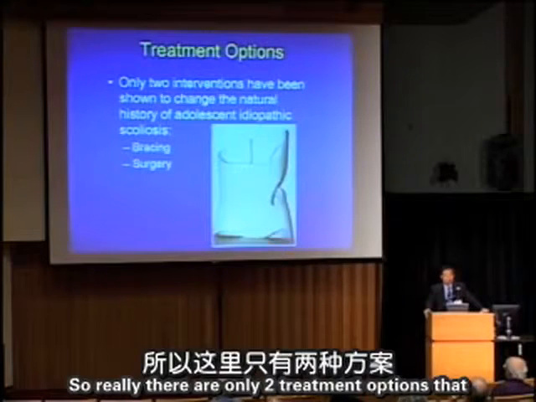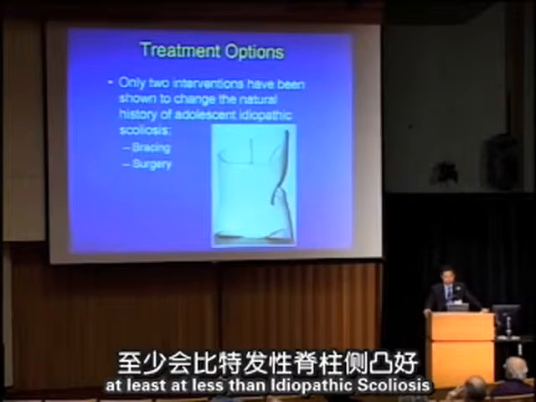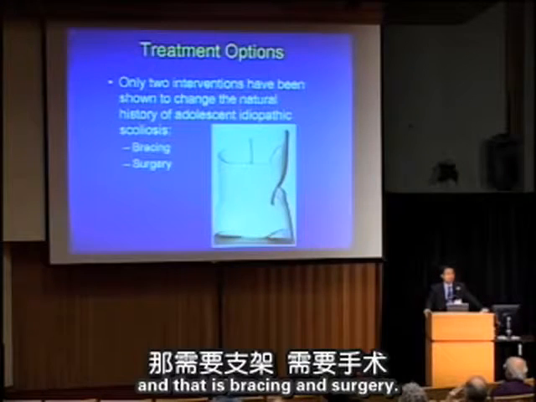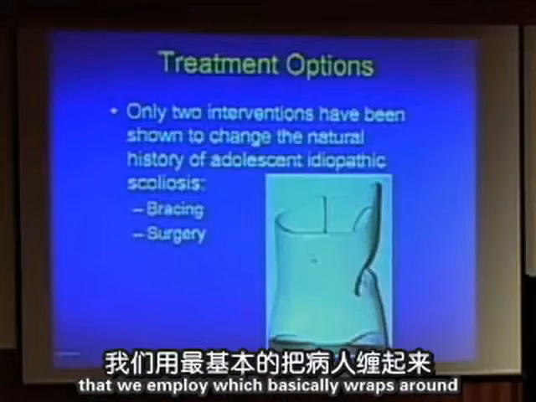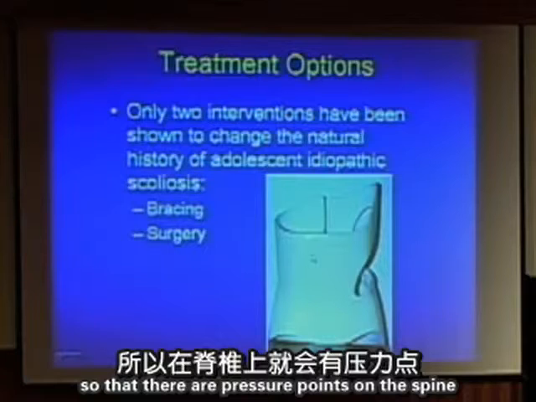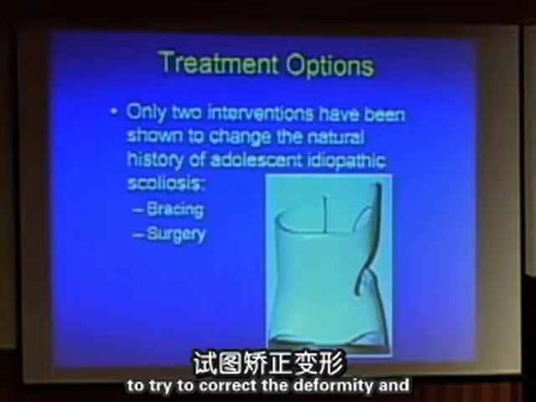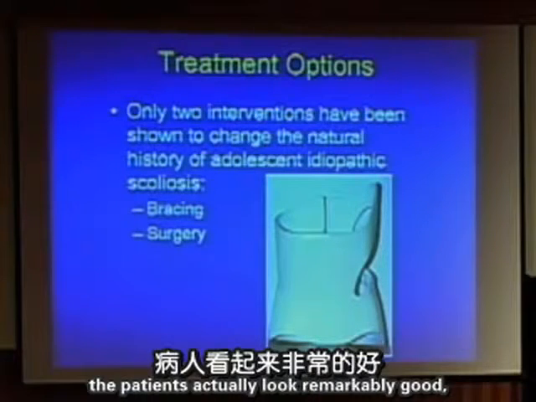So really, there are only two treatment options that have been shown to make any difference in scoliosis, at least adolescent idiopathic scoliosis, and that is bracing and surgery. Bracing, this is an example of a type of brace that we employ, which basically wraps around the patient. It's custom molded so that there are pressure points on the spine to try to correct the deformity. And you get x-rays in these braces, and the patients actually look remarkably good.